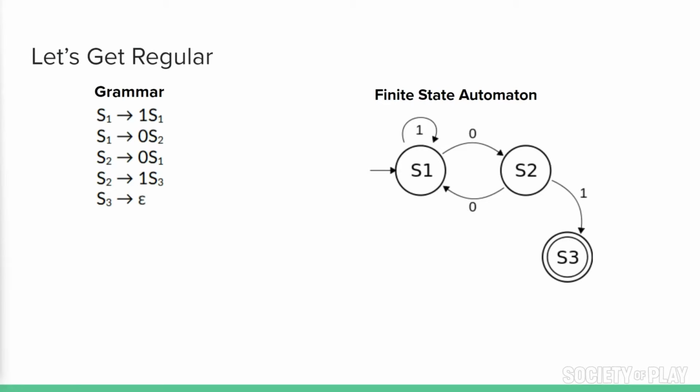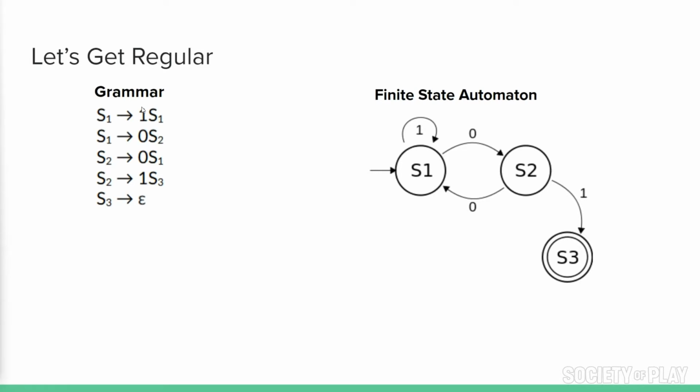So if you see here on the left, we have a regular grammar which says, okay, you start at S1, and then that gives you a 1 and another S1, or it can give you a 0 and an S2. An S2 can give you a 0 and an S1, or a 1 and an S3. And an S3 can give you an epsilon, which just means the end.